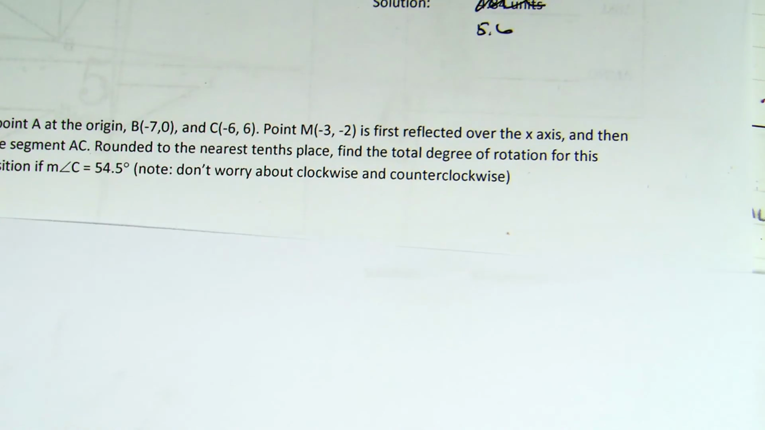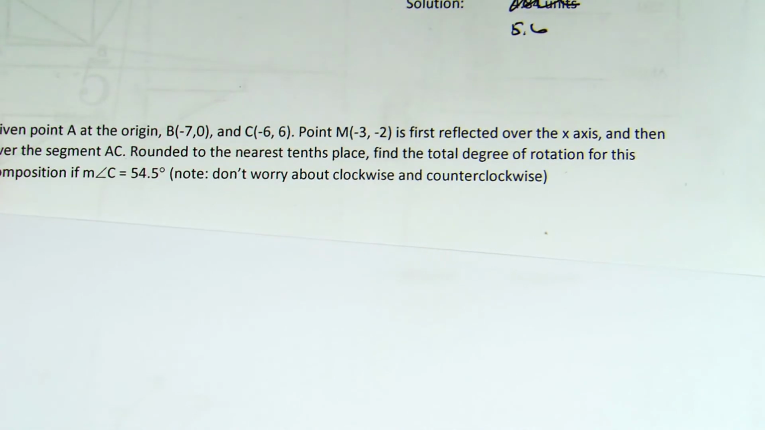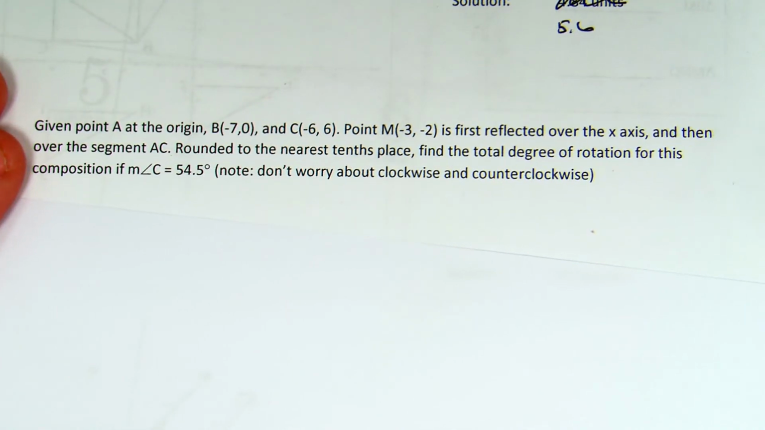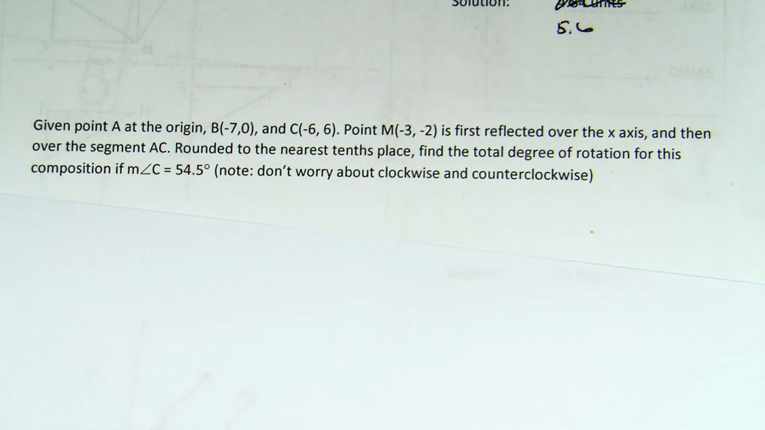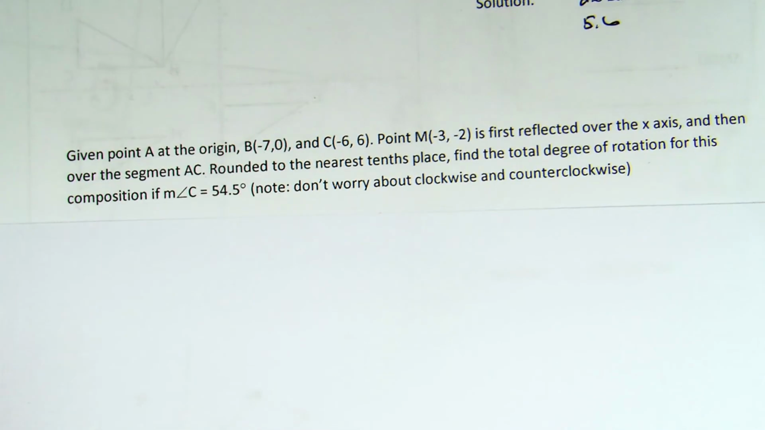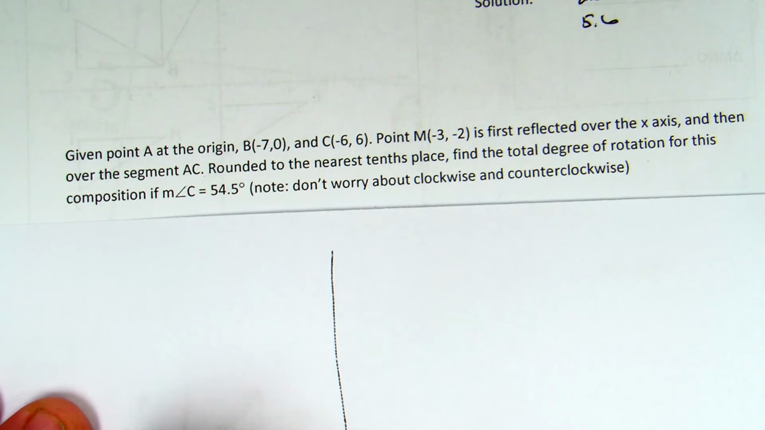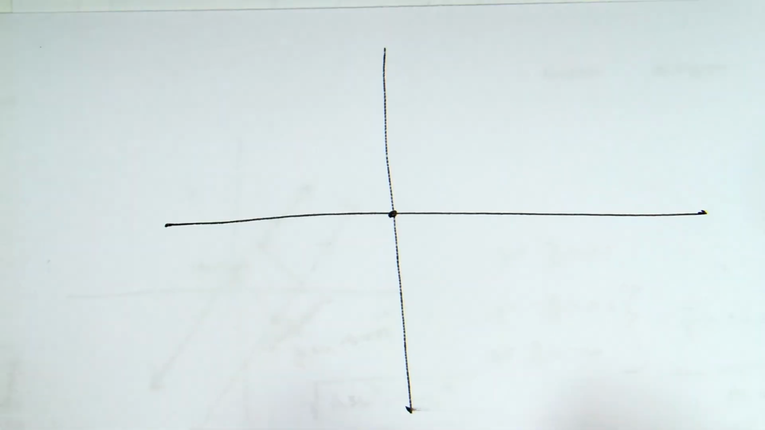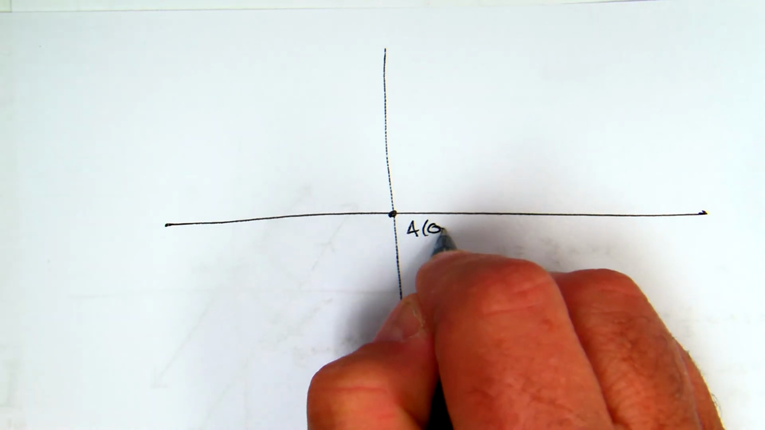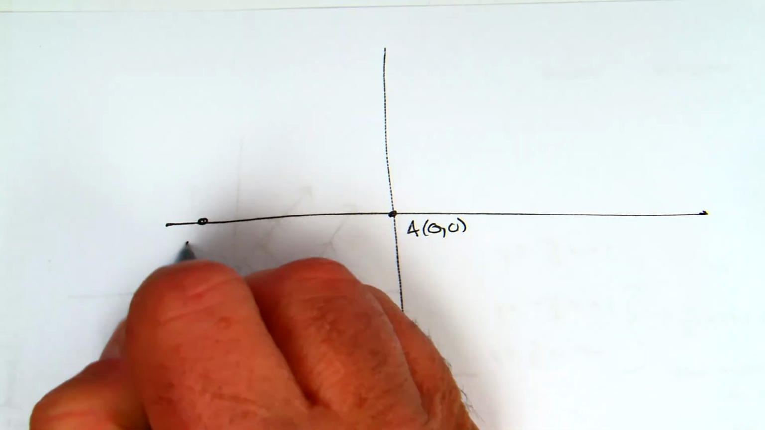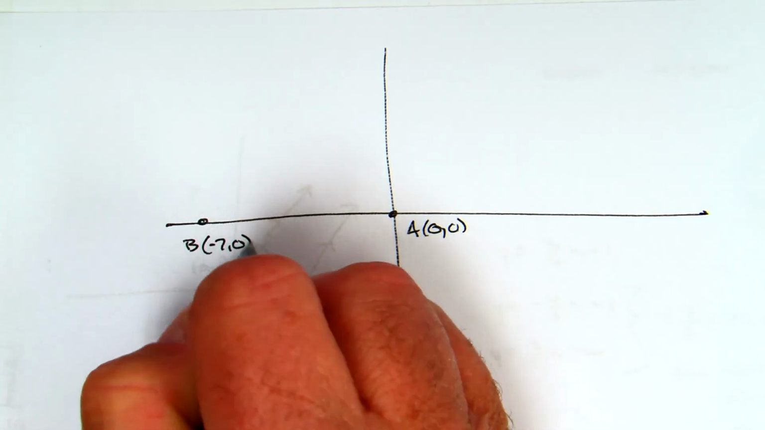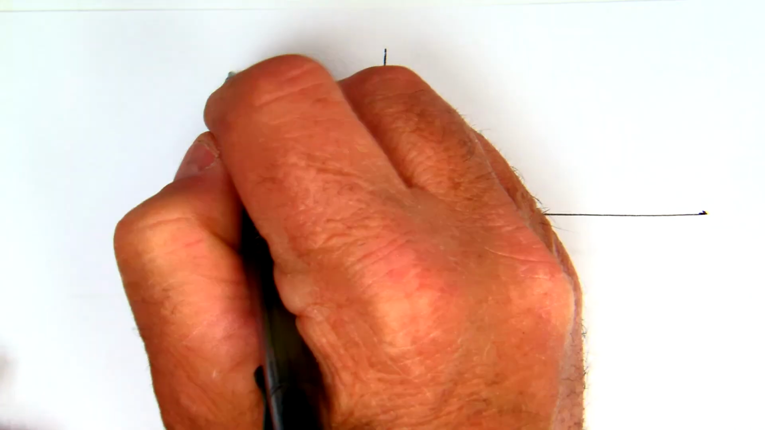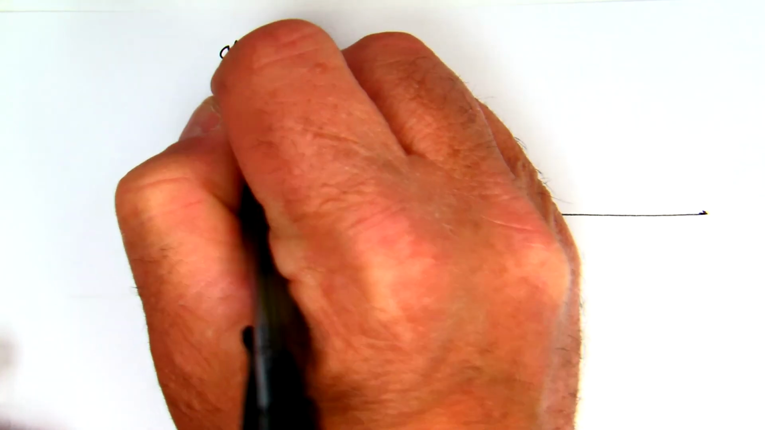For the second problem, it says given points: the origin, A; B, negative 7, 0; and C, negative 6, 6. So when I graph it out, there's A, the origin. B, negative 7, 0. C, negative 6, 6.